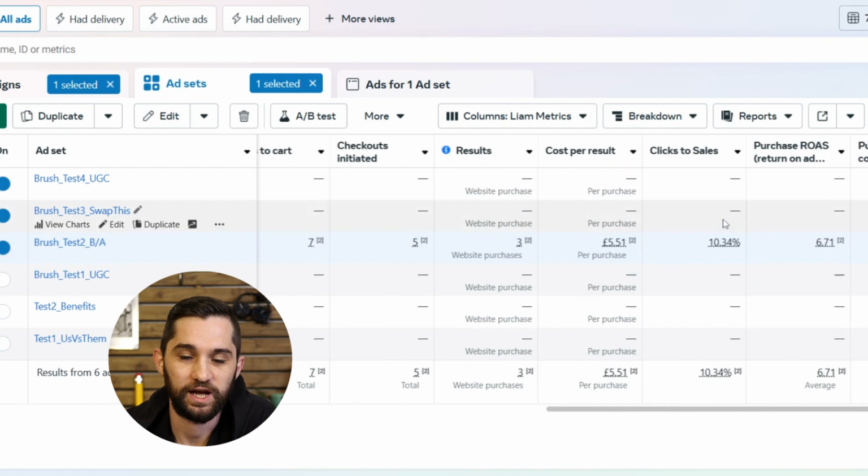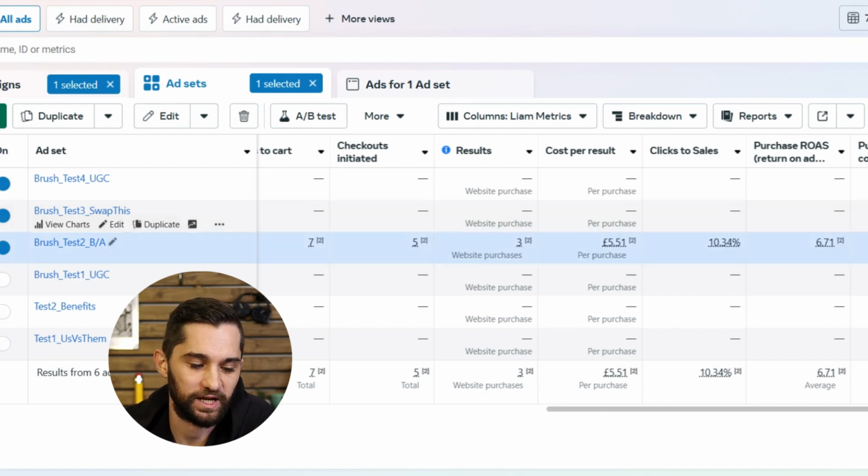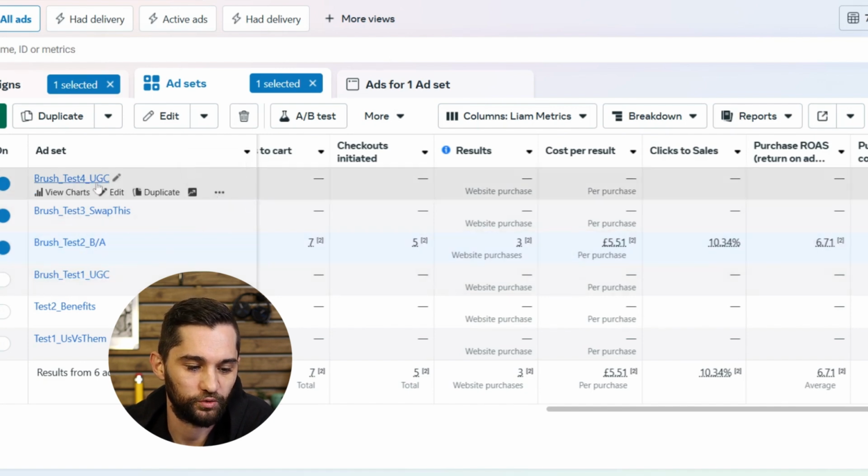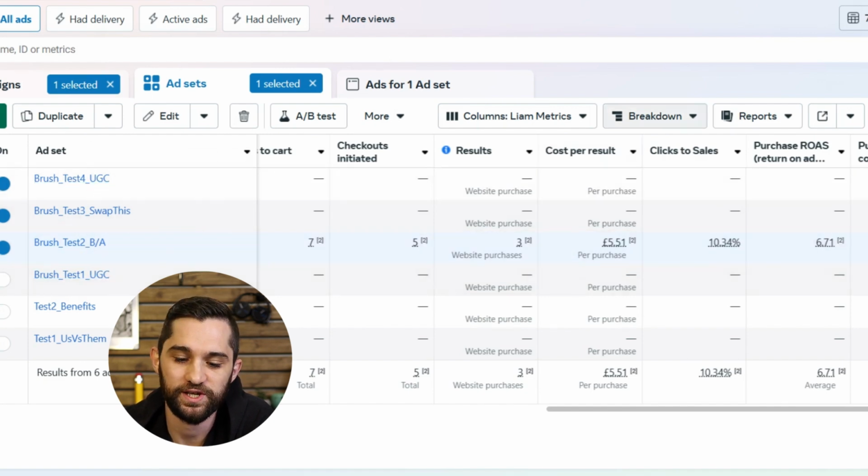So this account is now starting to pick up. It's getting sales, CPM's dropping, and then I want to show you what the result of that CPM drop-in is for the rest of the account. So you can see from the previous tests, UGC was exceptionally expensive, but we now have a live UGC test.